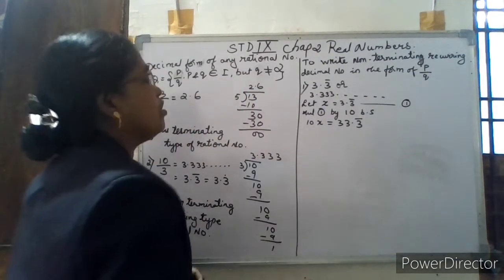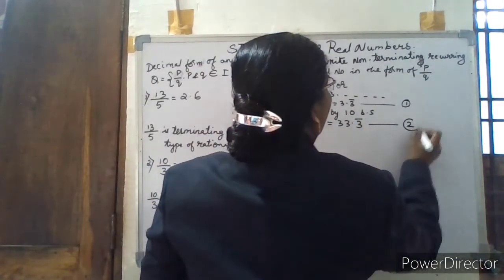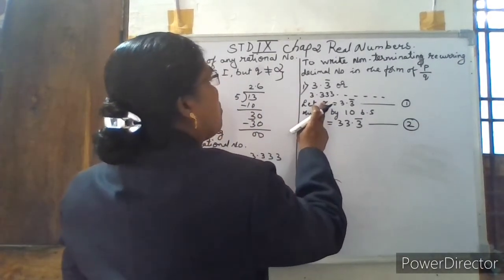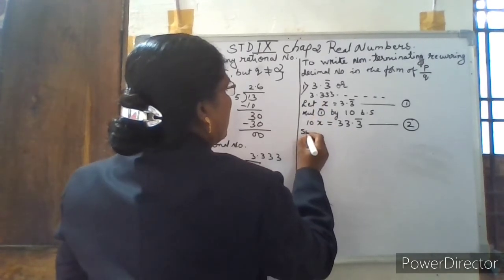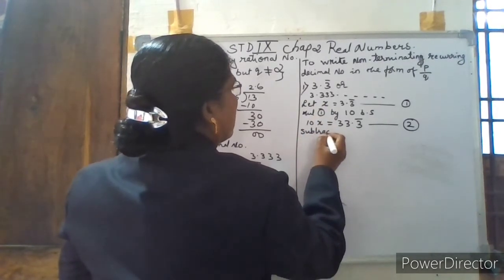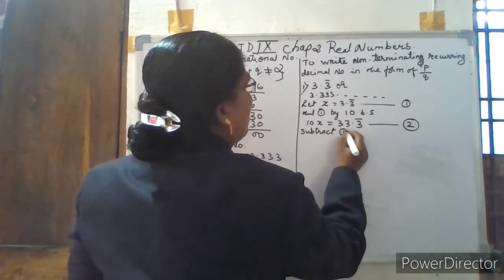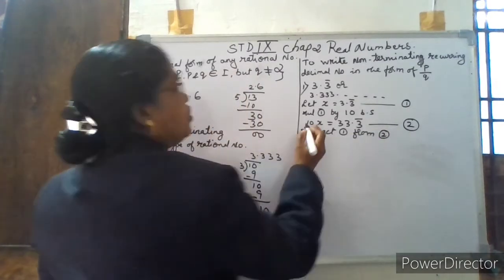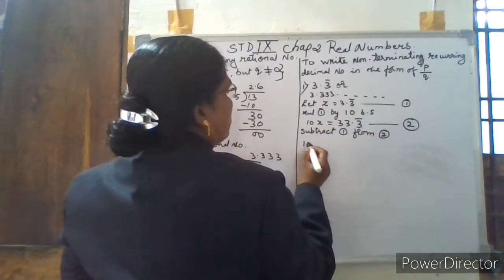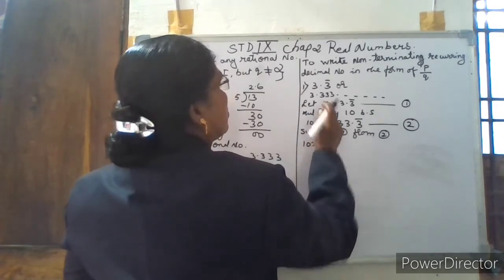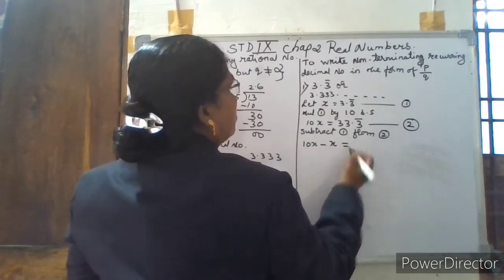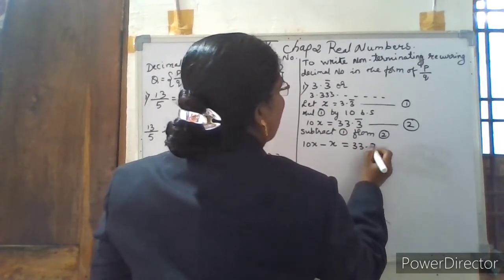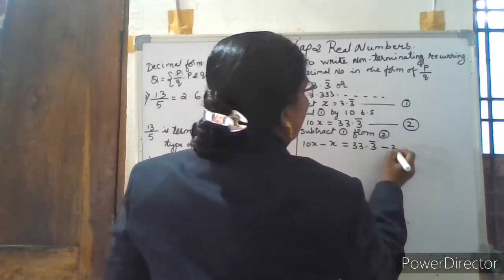Take this as equation 2. Now what you have to do is subtract equation 1 from equation 2. So write equation 2 first. That is 10x minus x is equal to 33.3 bar minus 3.3 bar.